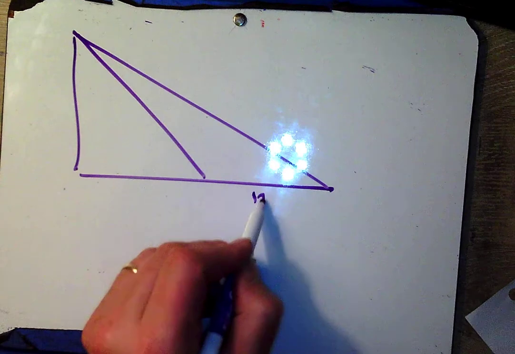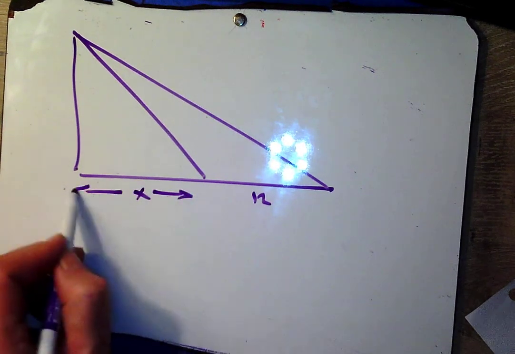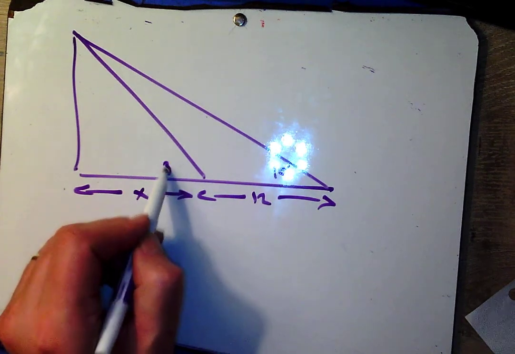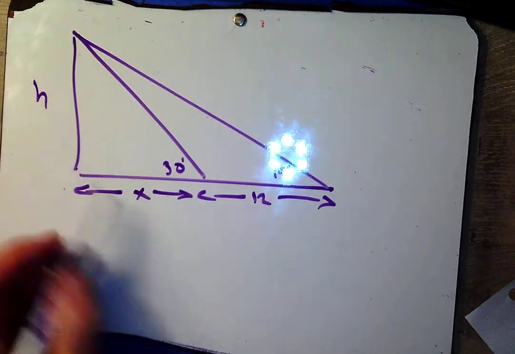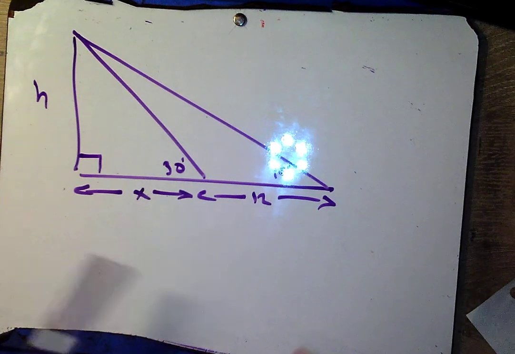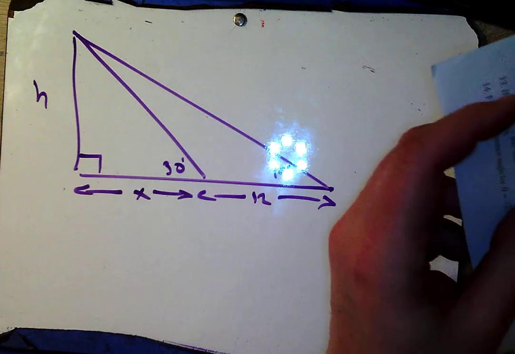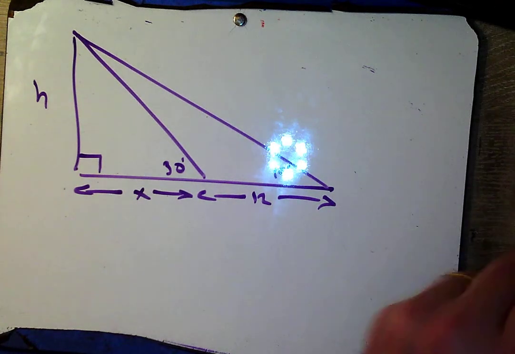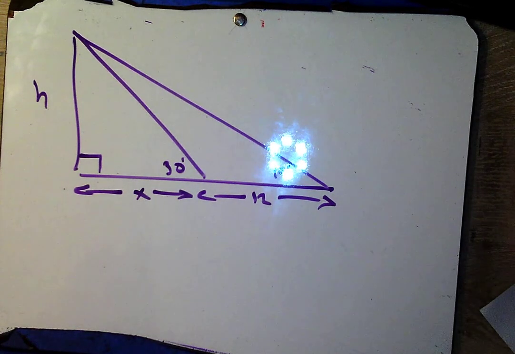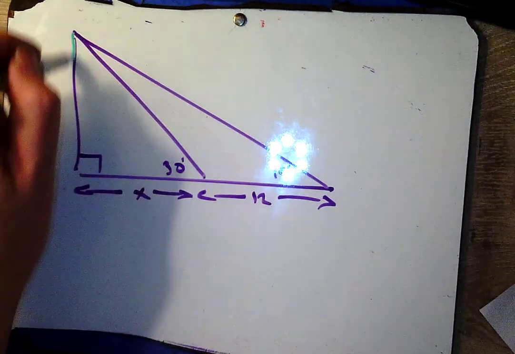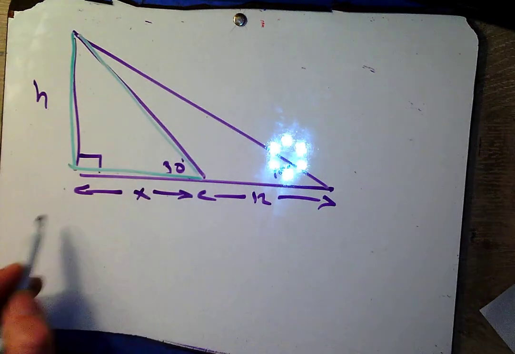We know that this is 12, this is x, this is 10 degrees, and this is 30 degrees, and we want to know that height. Okay, give it a try, see how it goes. Hey, welcome back. Did you split this into 2 triangles? I hope so. Here's one of them.